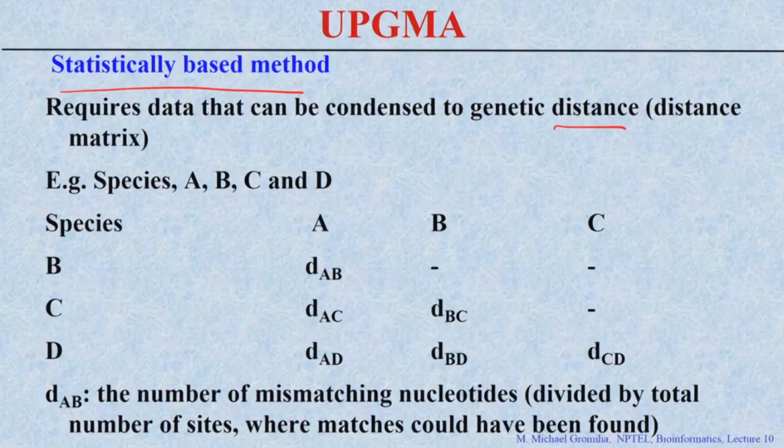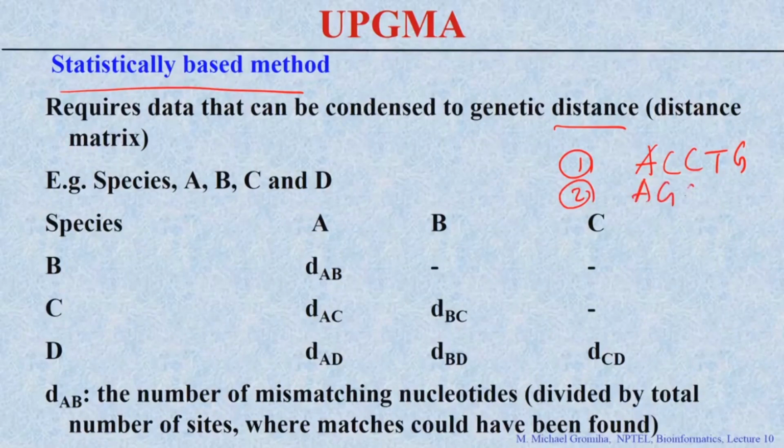So how do you think about the distance here? In this case we know only the sequences. For example, sequence number 1 is A, C, C, T, G, and sequence number 2 is A, G, C, A, G. So how do we calculate the distance between these two? This is the two dimensional case, not the three dimensional one.